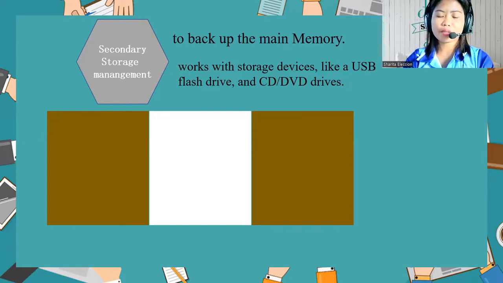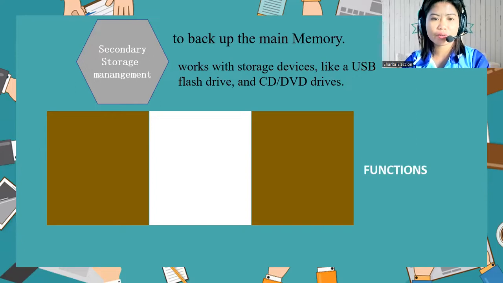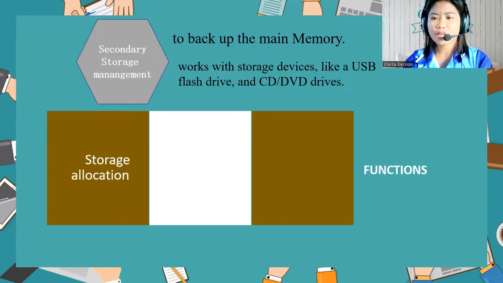Programs like assemblers and compilers are stored in the disk until they are loaded into memory, and then they use the disk as a source and destination of processing. So every time you need to have a backup from the main memory, it is loaded to your secondary storage devices. Then the functions of the secondary storage management: storage allocation. There is the allocation on the secondary storage which you provide for any files.